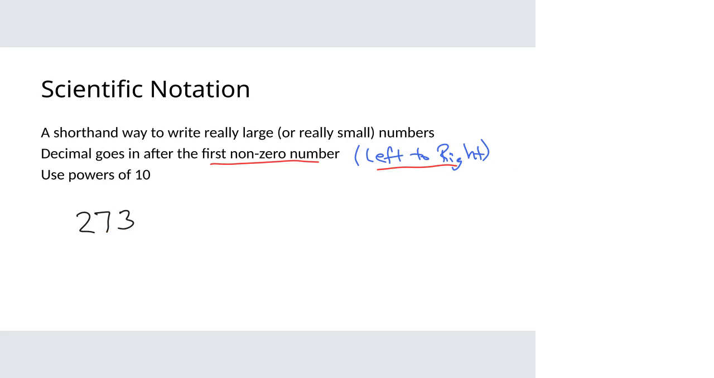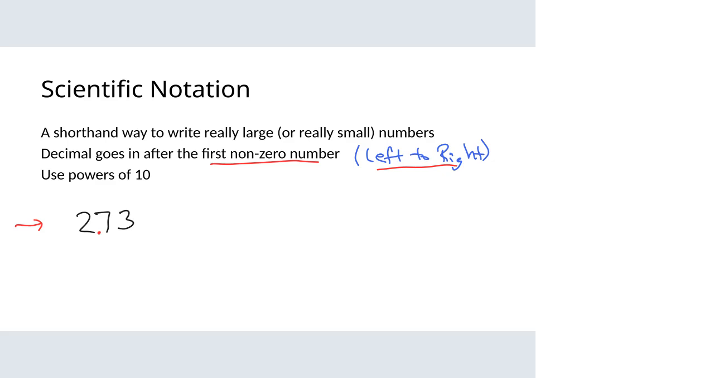273 is not the type of number we would really use scientific notation for, but just to get the hang of it, we're going to use a little number like that. If I want to put this in scientific notation, I'm going to go left to right and find the first non-zero number, that's the 2, and the decimal is going to go right here. So I'm going to rewrite this as 2.73.